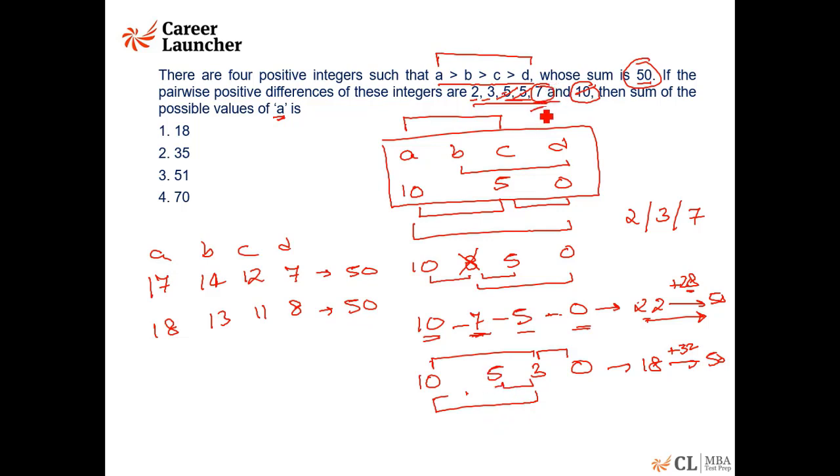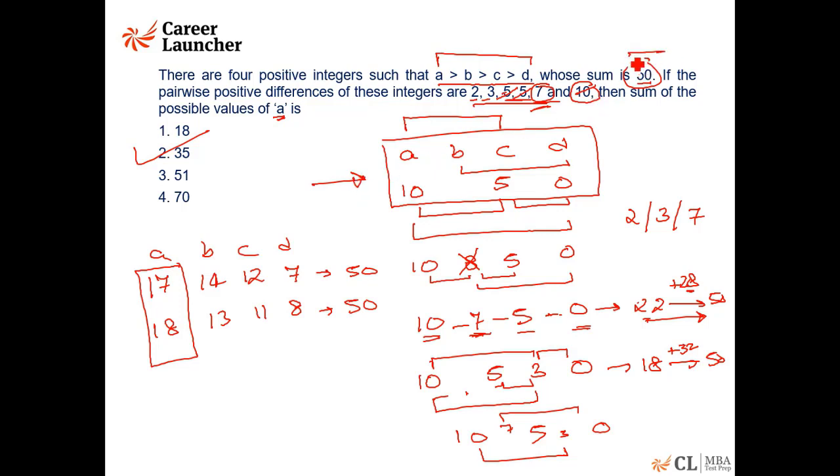Why? Because of this number called 7. Once I fixed 10, 0 and 5, the only way you can get a 7 is like this or like this. That means either 3 or 7. These are the only two possibilities. So what should my answer be? The sum of possible values of a: 18 plus 17, 35. The critical thing is to start from here. Don't start with saying I need a sum of 50. Start by saying let me start with 0 and 10 and then start playing around with the numbers.